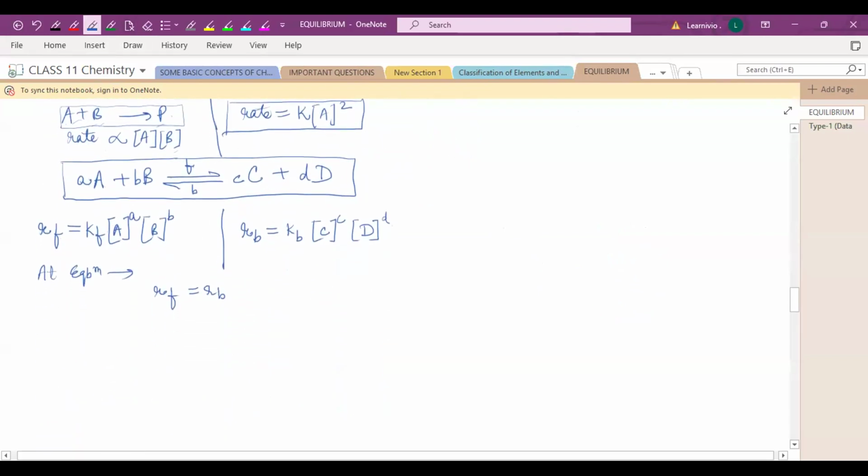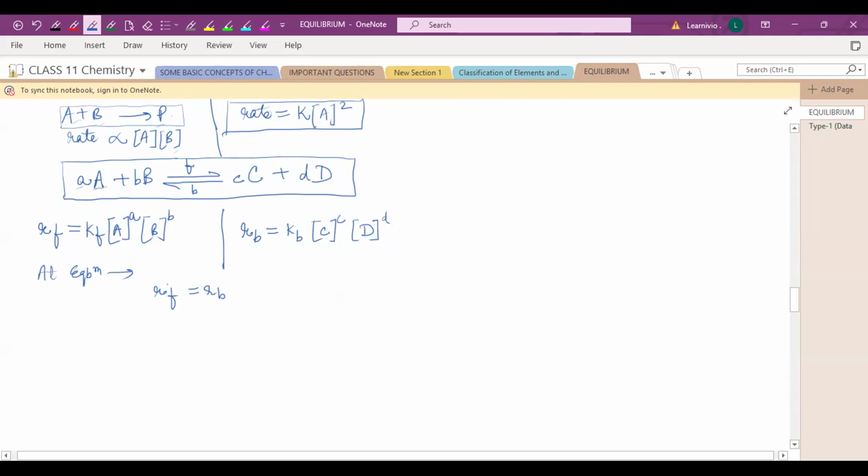Suppose we have aA plus bB, which in the forward reaction gives you cC plus dD. Small a is a stoichiometric coefficient, multiplied by this A, the reactant. And small a, small b, small c, small d are the stoichiometric coefficients of all the reactants and products.